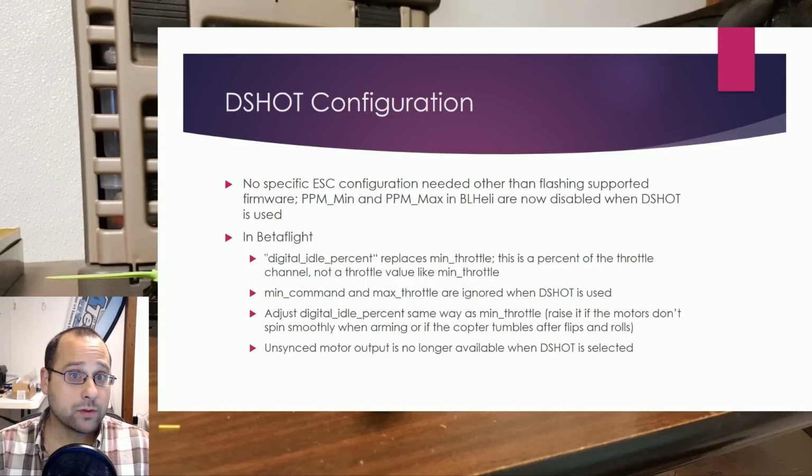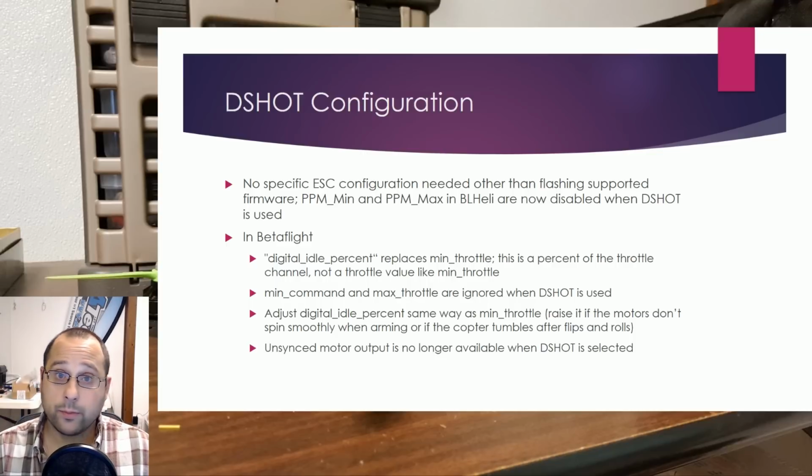Min command and max throttle are ignored in Betaflight when Dshot is used because, again, the throttle channel has fixed endpoints. We don't need to calibrate anymore. You can change those values, but they won't do anything if you're using Dshot. Adjust the digital idle percent the same way that you adjust min throttle. You need to raise digital idle percent if the motors don't spin smoothly when you arm or if the copter tumbles after flips and rolls. And likewise, you can lower the digital idle percent if you want to make the copter drop out of the air faster when you chop the throttle.